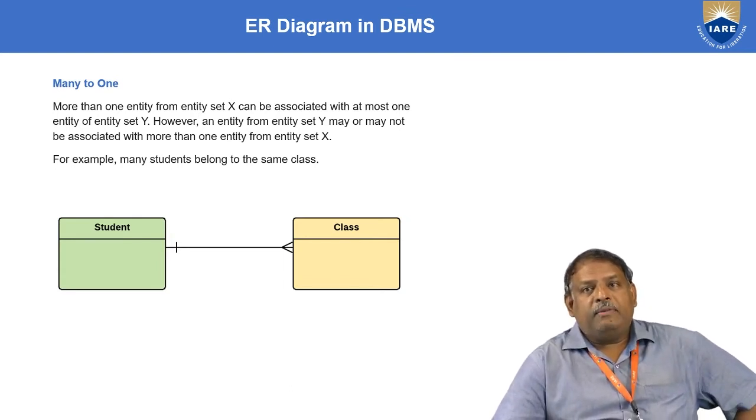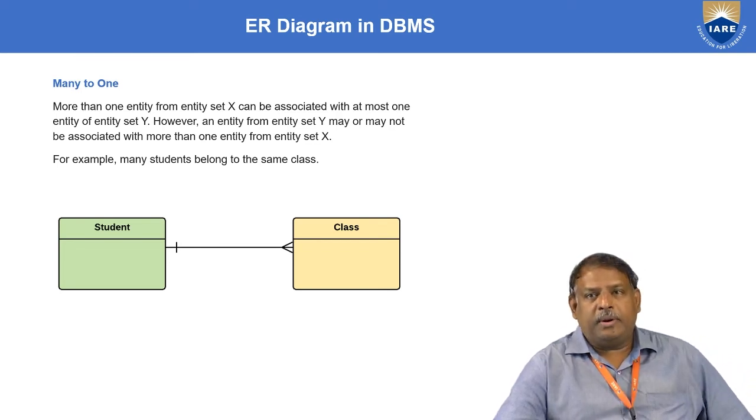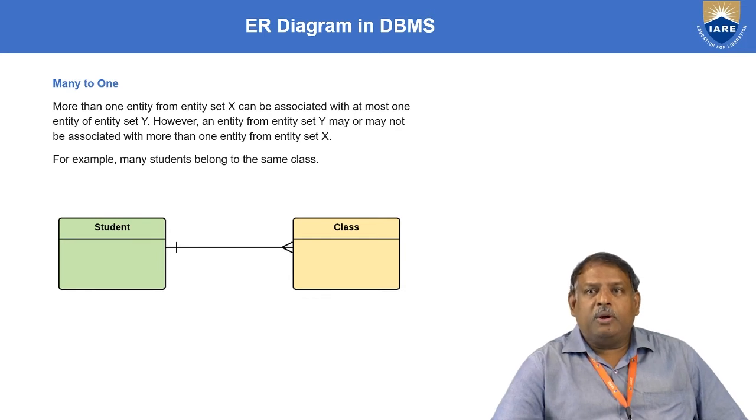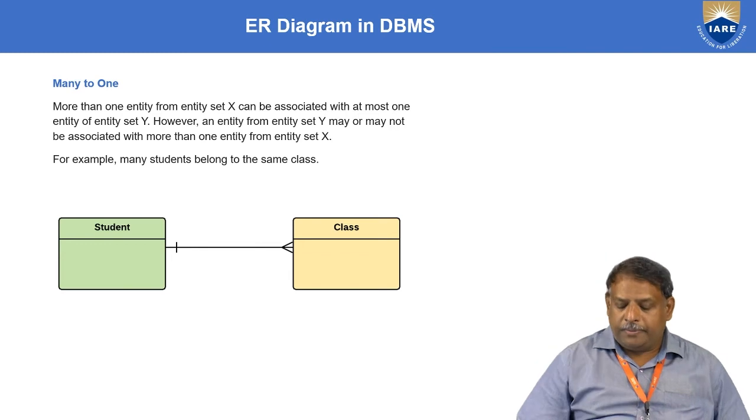Now see many-to-one. More than one entity from entity X can be associated with at most one entity of entity set Y. However, an entity from entity set Y may or may not be associated with more than one entity of entity set X. For example, many students belong to the same class, but not all students belong to the same class.